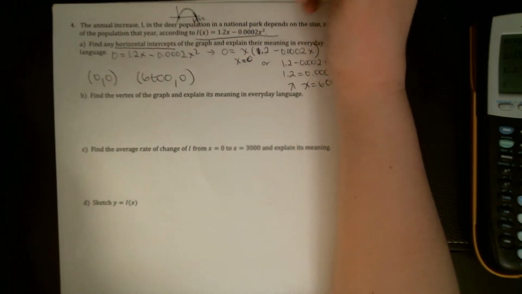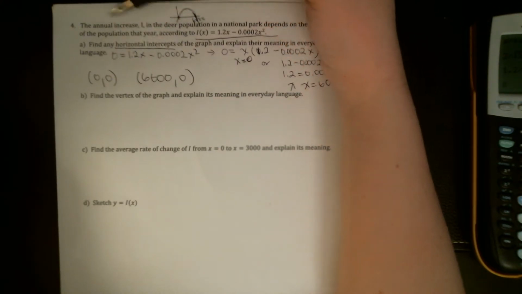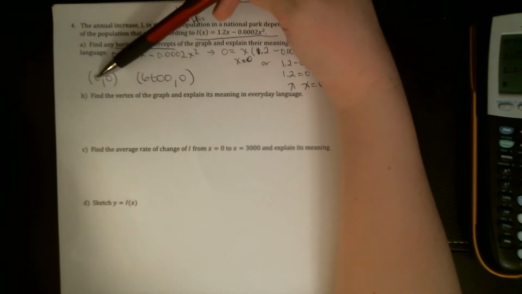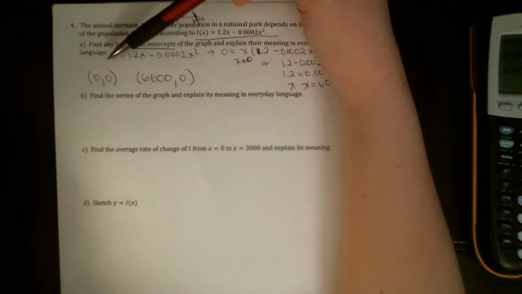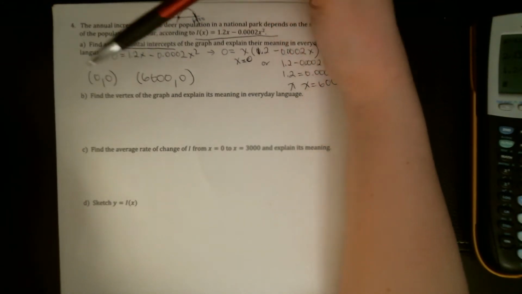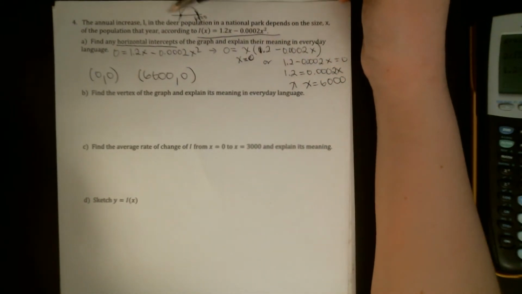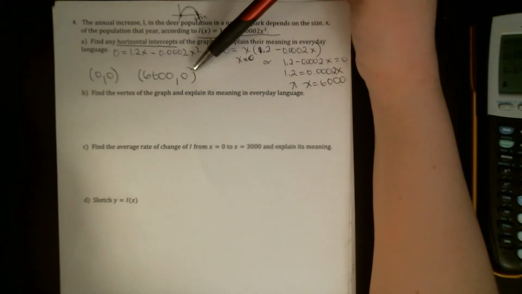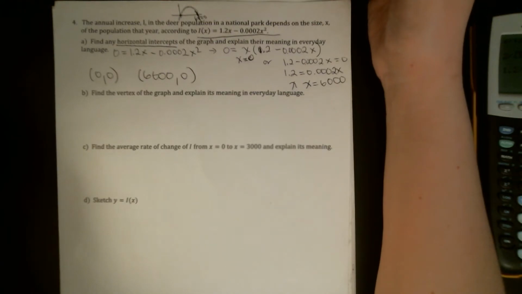Explain the meaning in everyday language. Okay, so remember that your x here is the current deer population. So if there are currently 0 deer in the park, the population is not expected to increase or decrease. So apparently nobody's moving into the park. If there aren't any deer, there won't be a population increase. The one on the other end I think is a little more interesting. This says if there's 6,000 deer, the population won't change, won't increase or decrease. So something's happening on that end as well.